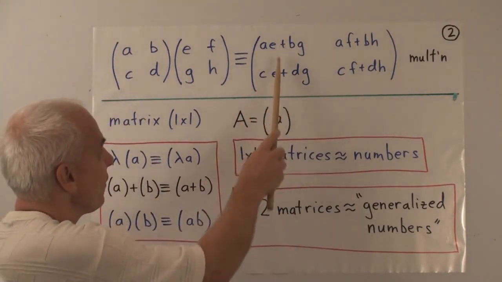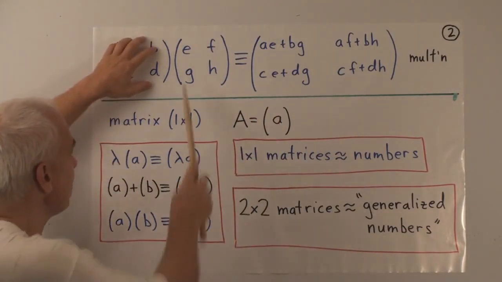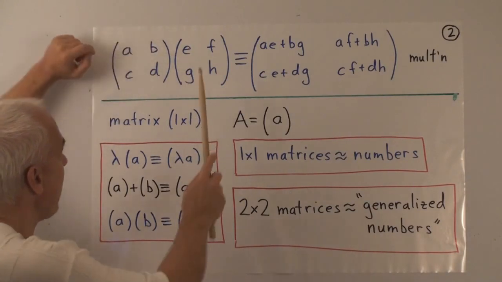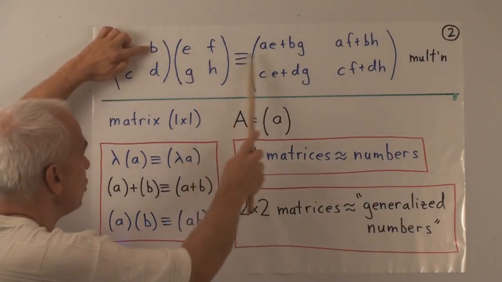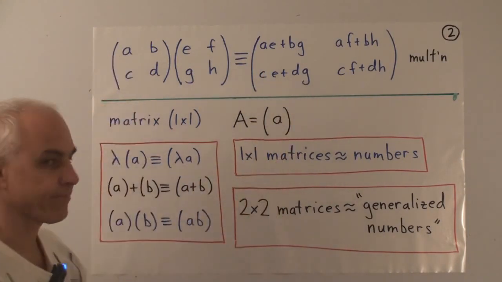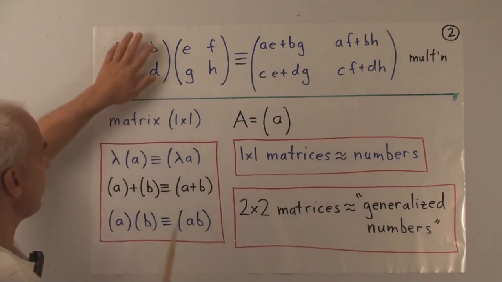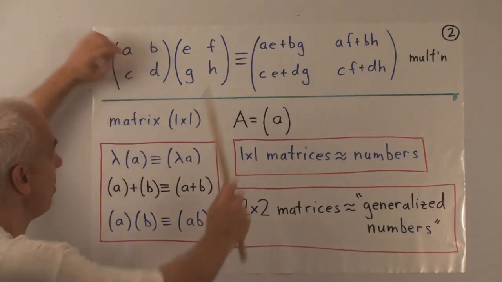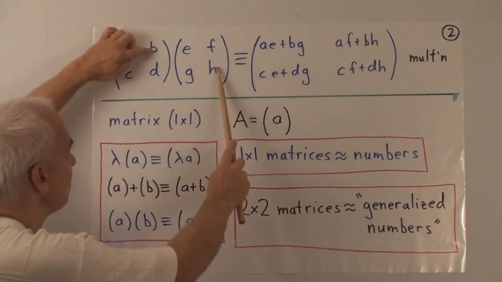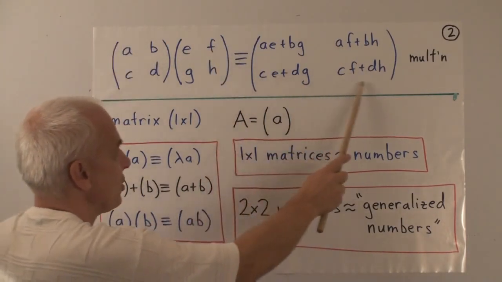And the first column of that matrix is obtained by multiplying this matrix by this first column here. And that means AE plus BG and CE plus DG. The second column of the product is obtained by taking this matrix and multiplying it by the second column, and that means AF plus BH and CF plus DH.